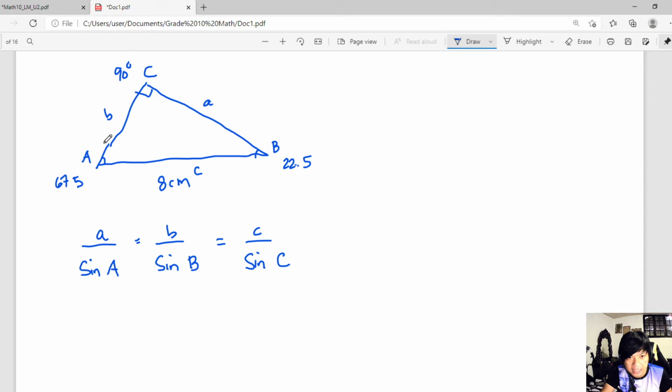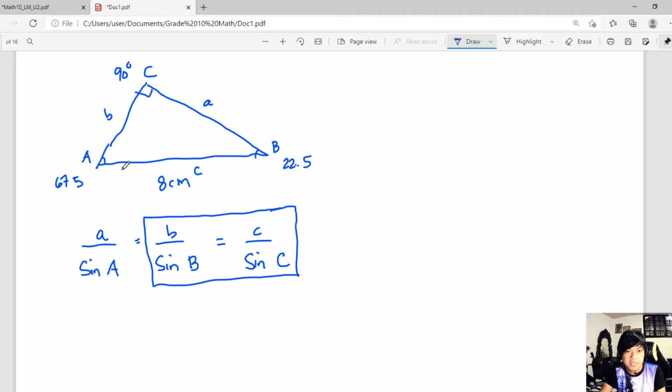This is our height, and this is our base. That is what we need for the area of the triangle. So let's identify the measure of these two. We can use this formula to find each side. Okay, so C here is 8 cm. Let's find B. We will use this proportion.